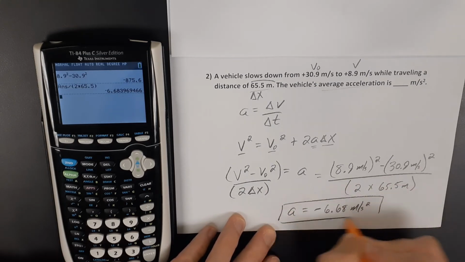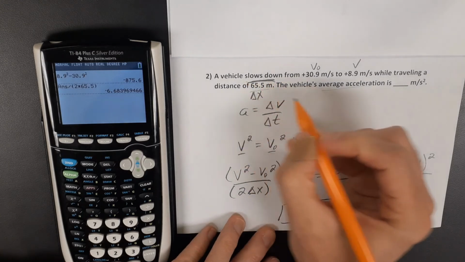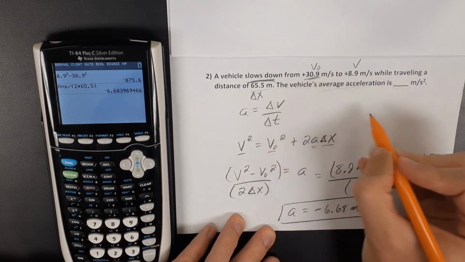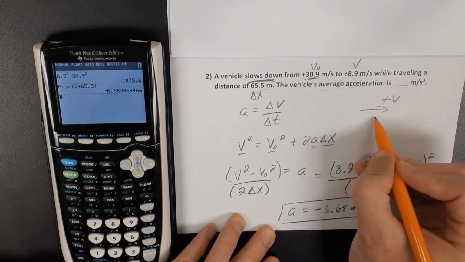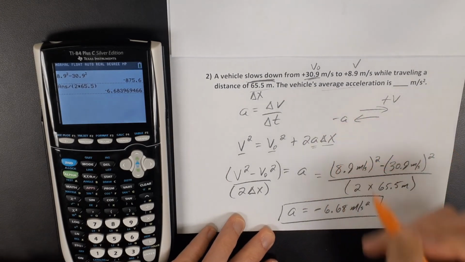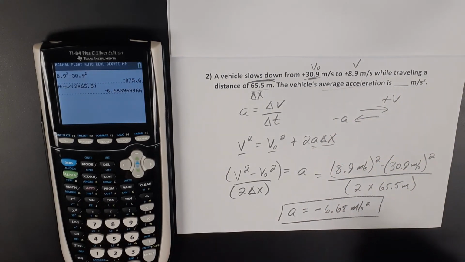And I should say it's not just because we're slowing down, but our original velocity was positive, and because we were slowing down, our acceleration's in the opposite direction, so it must be a negative.